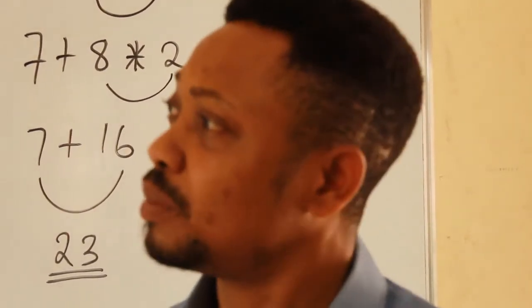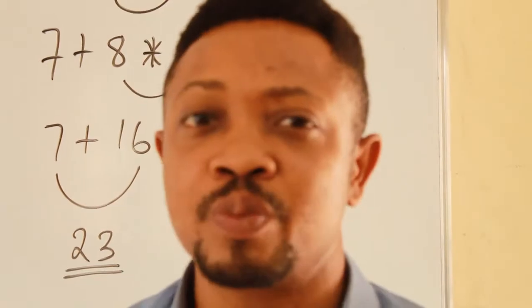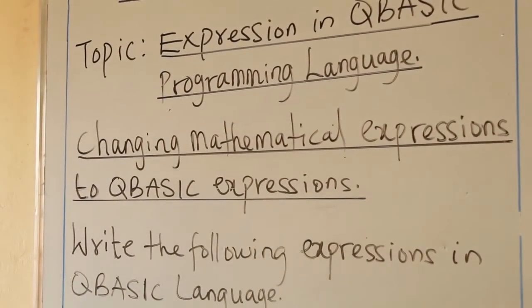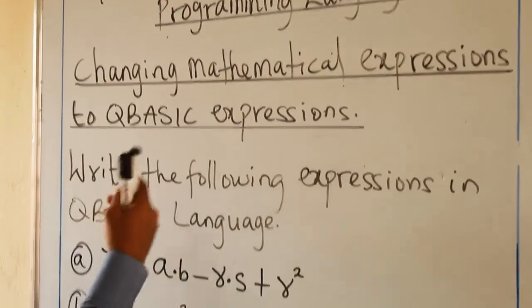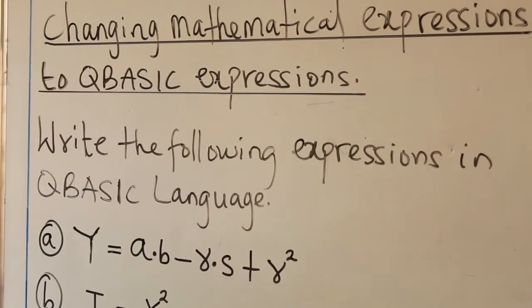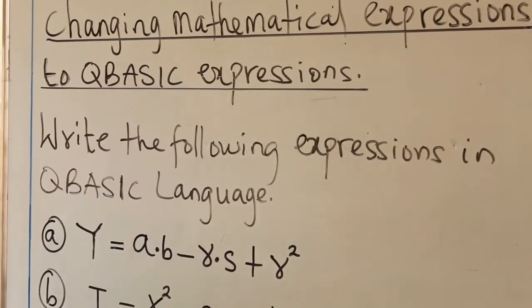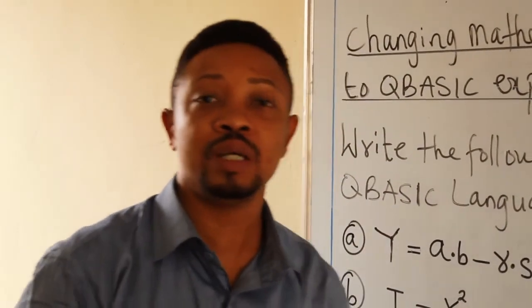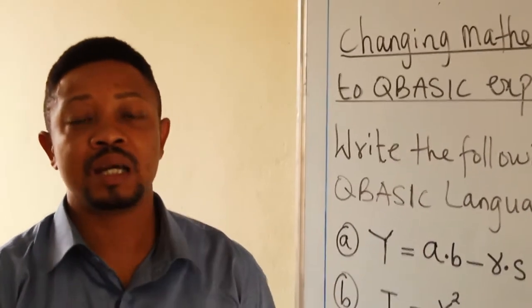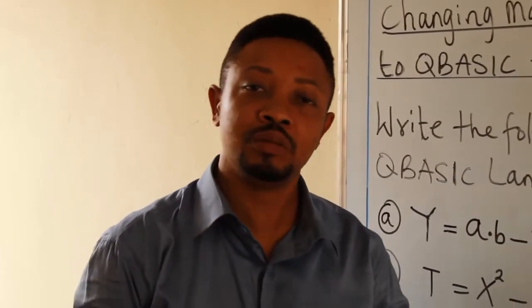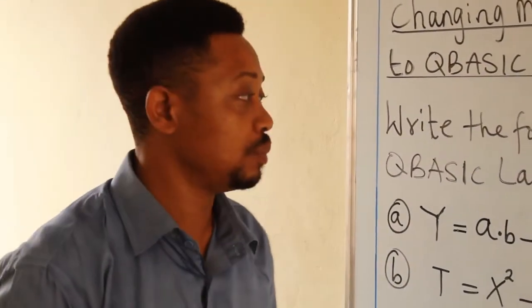Now the next is changing mathematical expressions to QBasic expressions using basic operators. So here we are changing mathematical expressions to basic expressions using basic operators. Now you know that the way operators are written in mathematics, some are quite different from the way they are written in basic programming. Addition and subtraction are the same way, but when it comes to multiplication, division, and exponent, it is different.